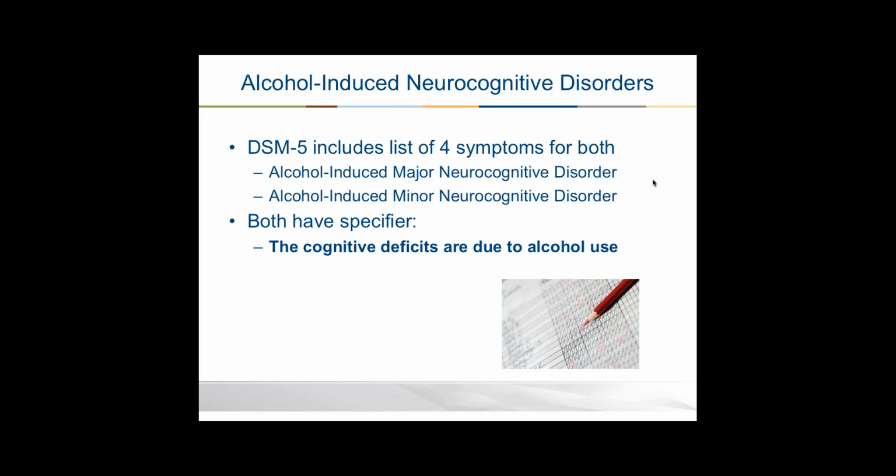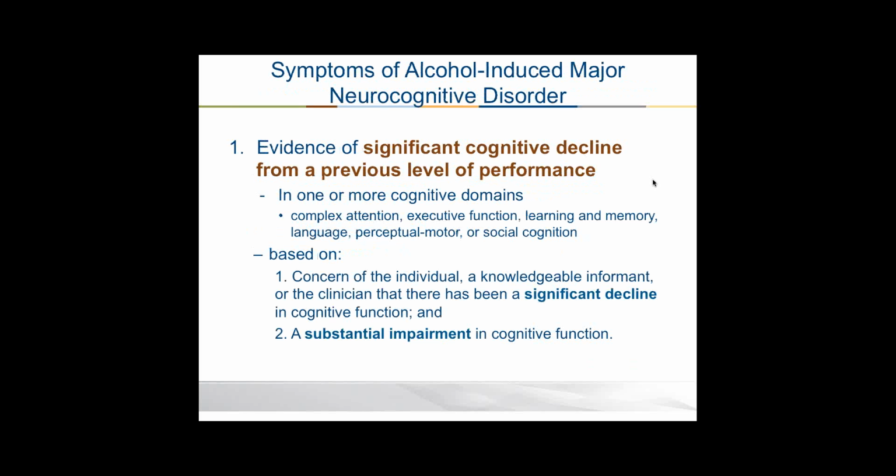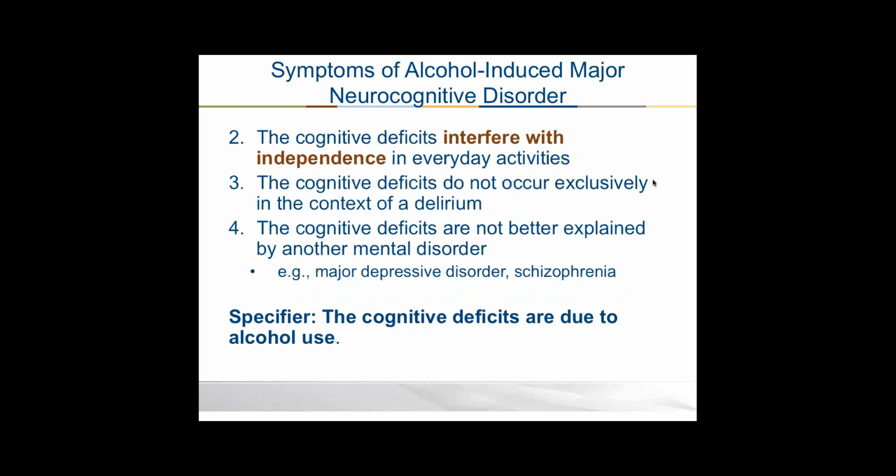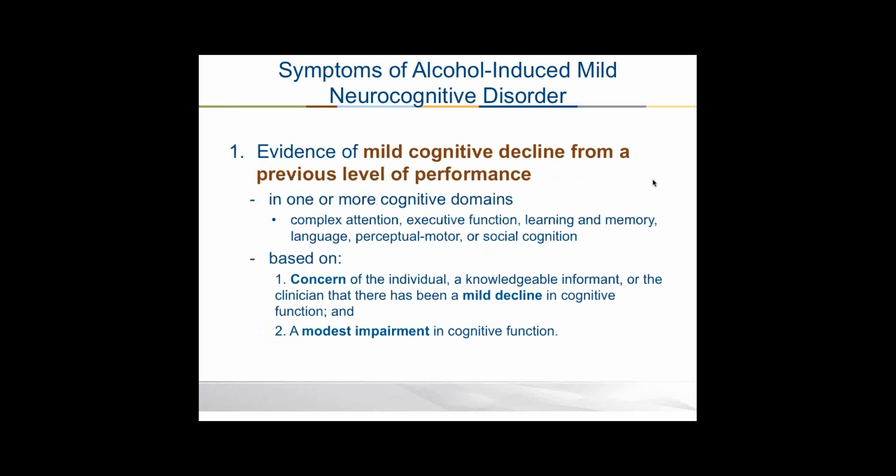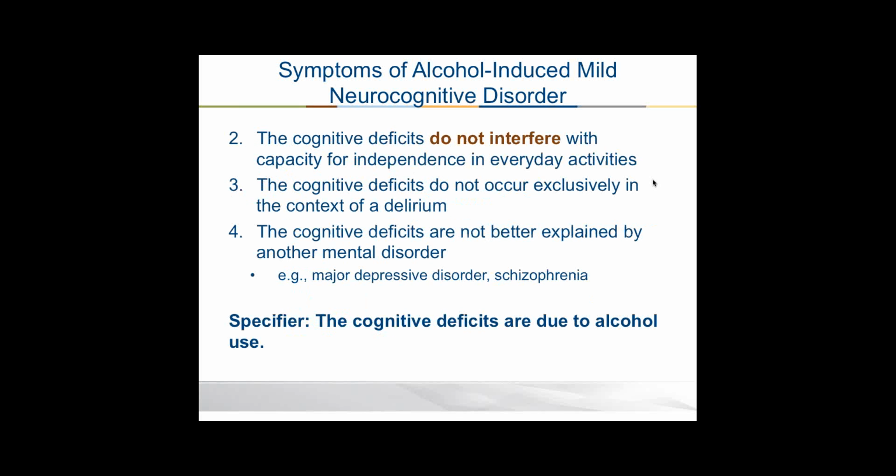So we talked about the fact that there are alcohol-induced neurocognitive disorders. There are 4 symptoms for both of them, and both have specifiers. The symptoms include a significant cognitive decline from a previous level of performance, substantial impairment in cognitive function, which interferes with independence in everyday activities. They don't occur exclusively in the context of a delirium. They're not better explained by another mental disorder. And the mild neurocognitive disorder, mild cognitive decline from a previous level of performance. It does not interfere with independence in everyday activities, doesn't occur in the context of a delirium, isn't better explained by another mental disorder.